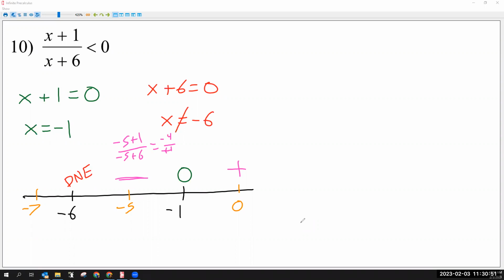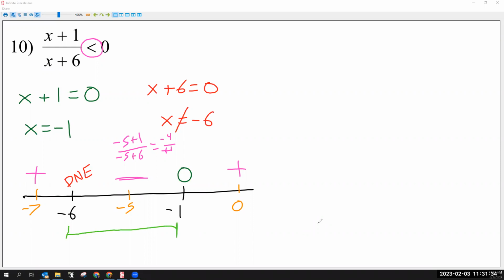And then lastly, if I plug -7 in, what do I get? Positive, because I'd get a negative on top, a negative on the bottom, and a negative divided by negative is a positive. Notice it did alternate signs there. What do I want? Do I want negatives or positives? All right, well, let's look. It says my fraction needs to be what? Less than 0, so that means I want my fraction to be negative. So we're looking for negatives. When is it negative? In between. So from here to here.